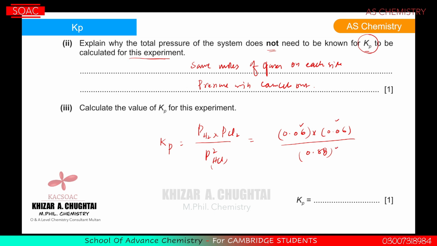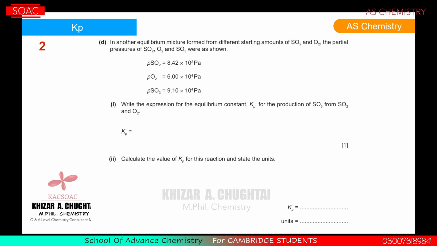So what is the answer? 0.06 multiplied by 0.06 and divided by 0.88, and the answer is 4 into 10 to the power minus 3. Yes, that is equal to 4 into 10 to the power minus 3, which is the answer of Kp. Now come toward the next question.